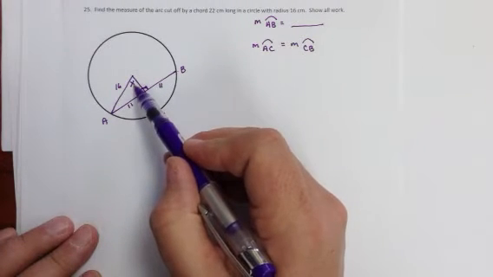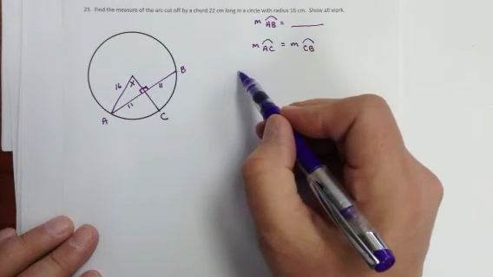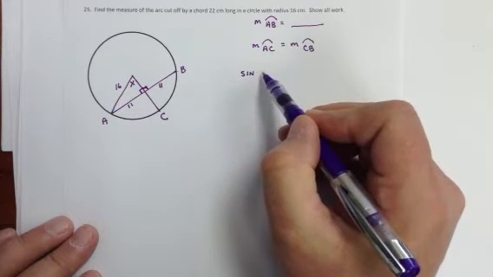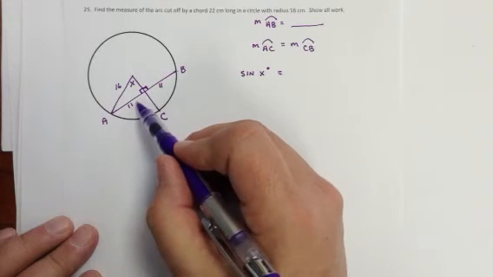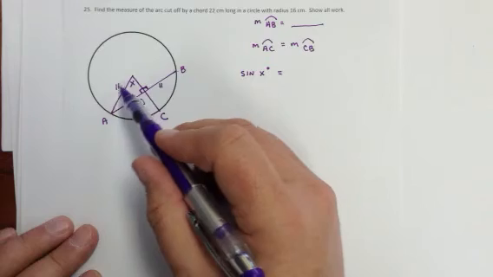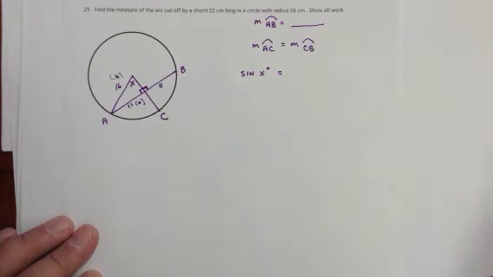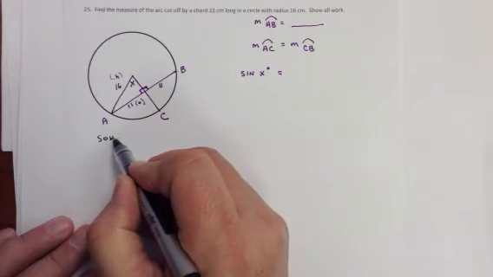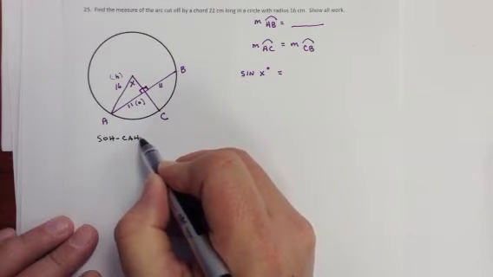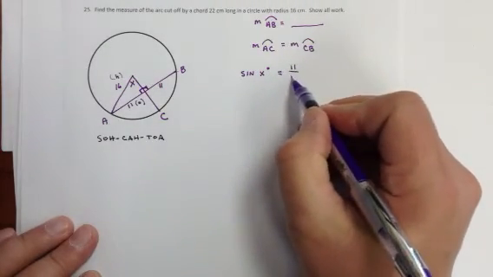So with respect to this angle here, with respect to the x degrees, I know I'm going to use sine. It's going to be a trig problem. And the reason I know that is because 11 is the opposite side, and 16 is the hypotenuse. Don't forget the infamous SOHCAHTOA as a reminder of which trig function to use. So the sine of x is equal to 11 over 16.